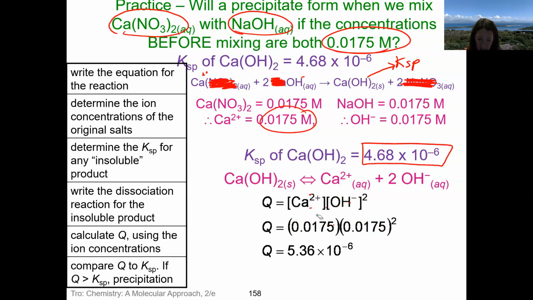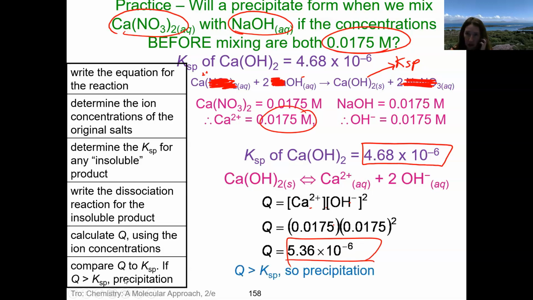Here's that exact same thing, just nicer. So our Q is indeed barely bigger. So it does indeed precipitate, but barely.